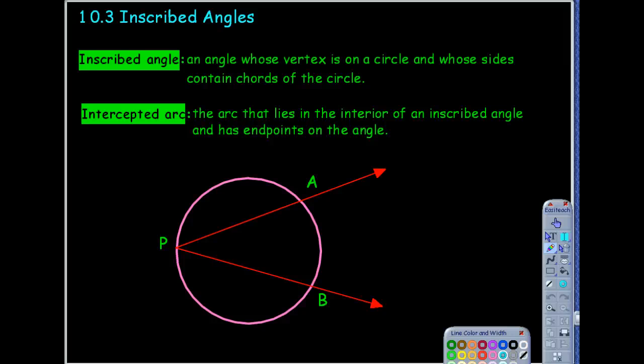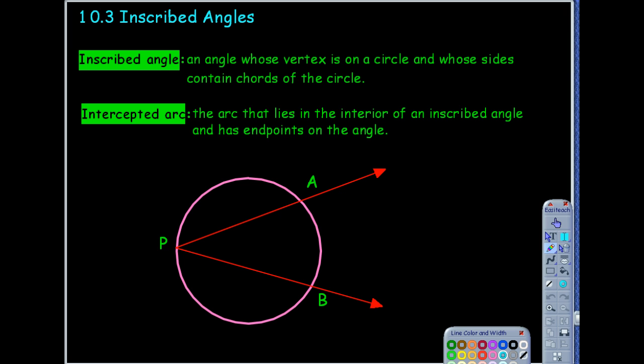Section 10.3 is going to talk about a special type of angles. There are two sections we're going to talk about involving circles. This is just one type today, and then the next section we're going to see a lot of different types. So the one we're talking about is called an inscribed angle.